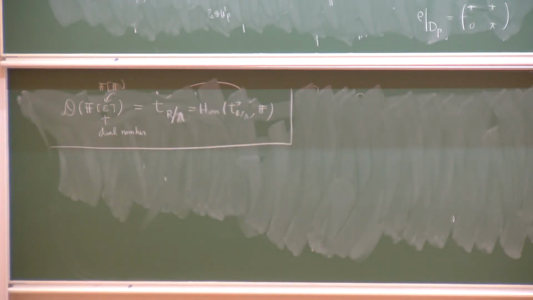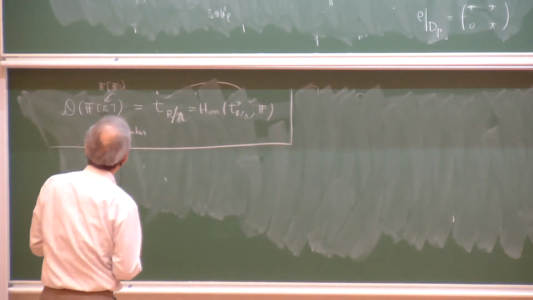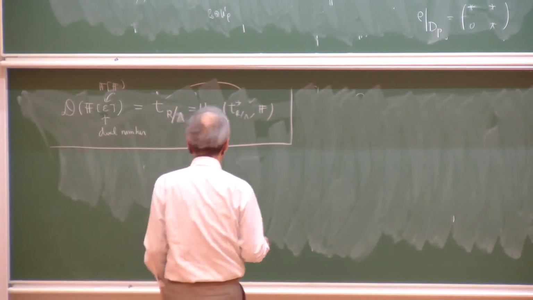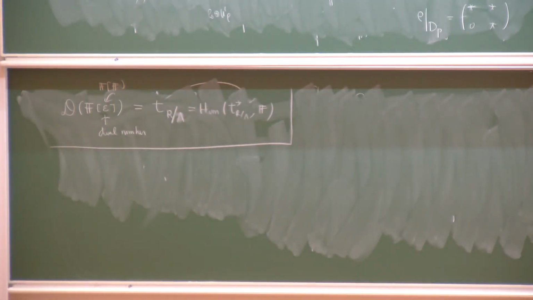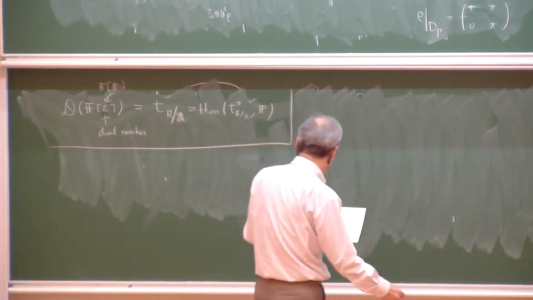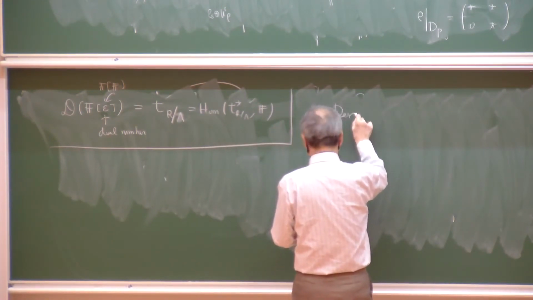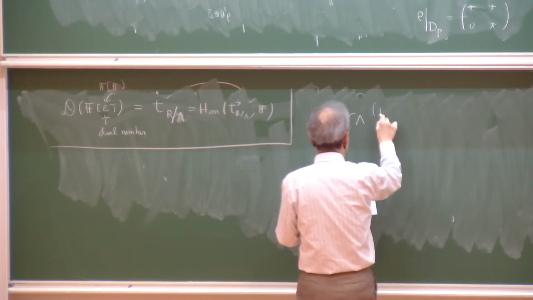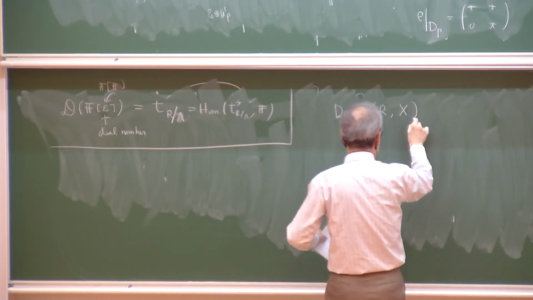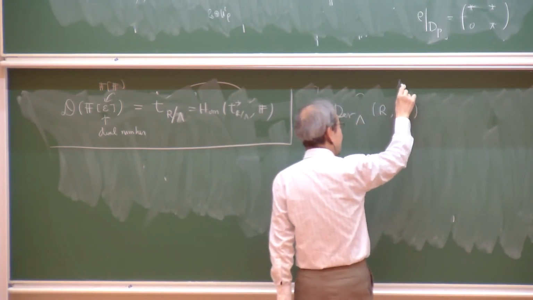Now, I want to relate this set, or this module, phi of x, to derivations. Okay. So I just write the derivation over lambda of x. But this is an A module.